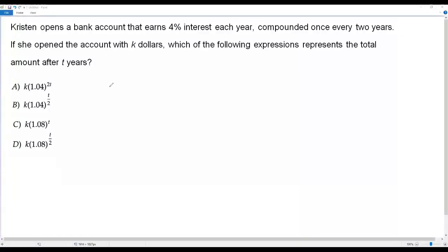Here we have a SAT math question on compound interest. Okay, let's go to the information. Kristen opens a bank account that earns 4% interest each year, compounded once every 2 years. If she opened the account with K dollars, which of the following expressions represents the total amount after T years?